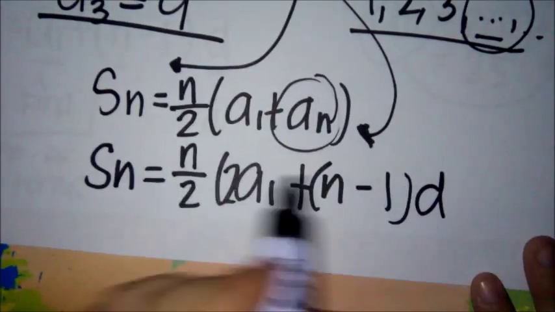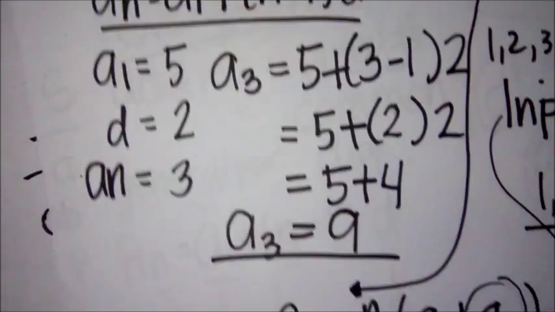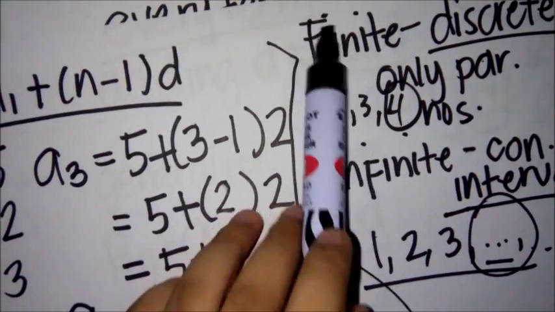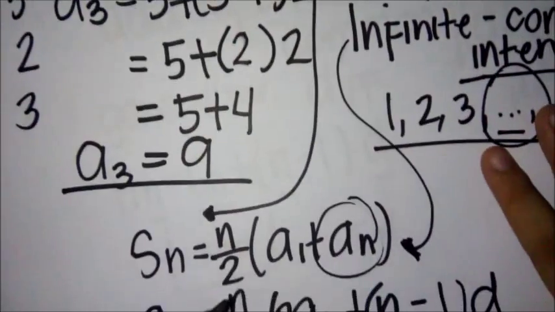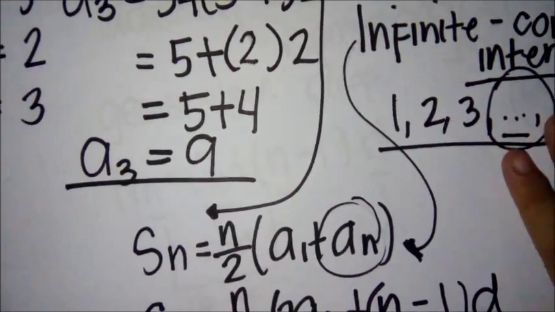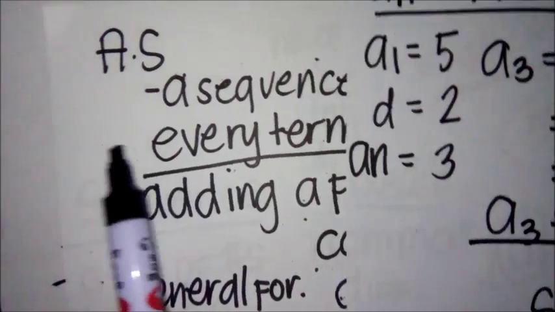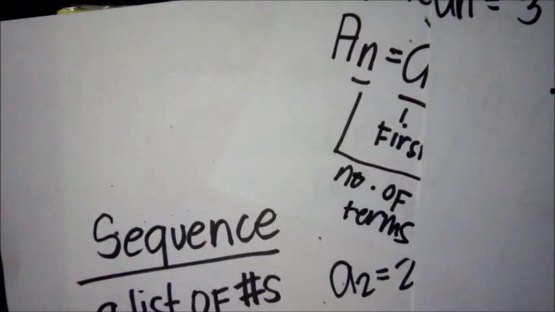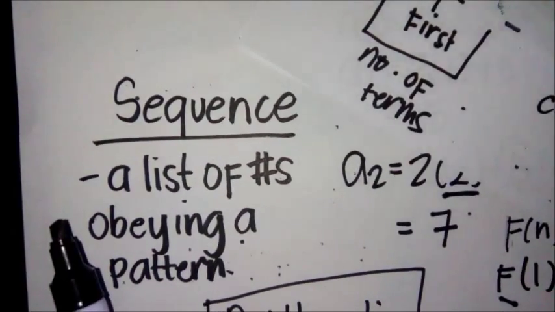So there you have it. You already know the general formula, the different kinds of arithmetic sequences and its formulas, also the meaning of arithmetic sequence, and the meaning of sequence itself, and some examples.